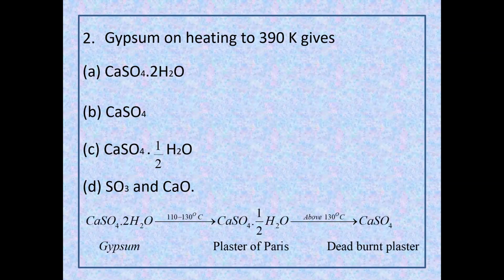CaSO4.2H2O is gypsum. On heating to 110 to 130 degrees Celsius, it forms POP, and above 130 degrees Celsius, it forms CaSO4, that is dead burnt plaster. Clear? So it will here form POP because it is in the range of 110 to 130 degrees Celsius.